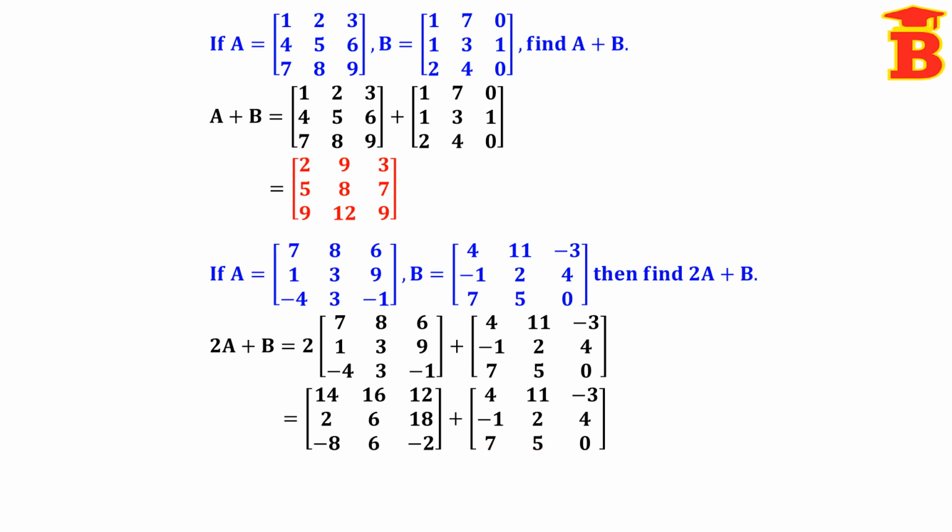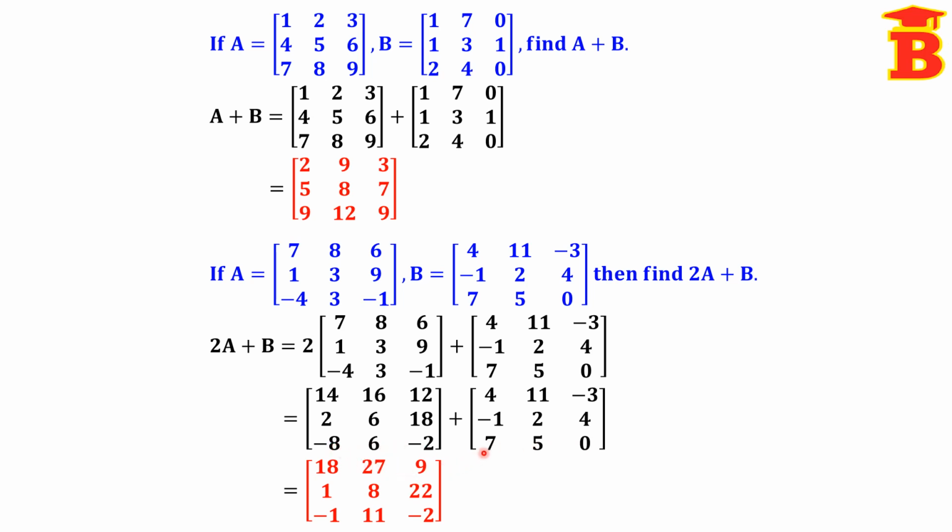Now we have to add these two matrices. So we have to add the corresponding elements. Take first row and add with first row elements. 14 plus 4, 18. 16 plus 11, 27. 12 minus 3, 9. Next take second row and add with second row elements. 2 minus 1, 1. 6 plus 2, 8. 18 plus 4, 22. Next take third row and add with third row elements.